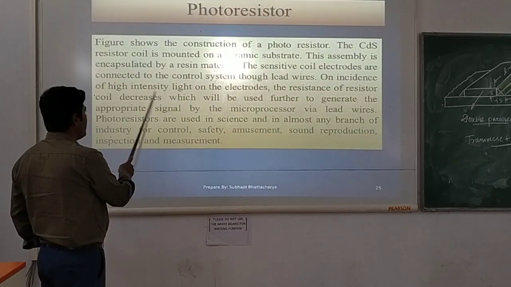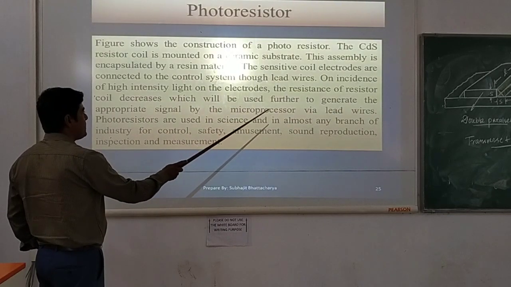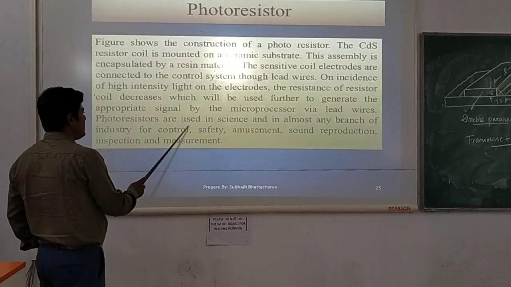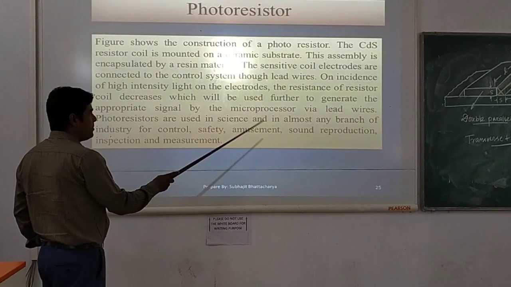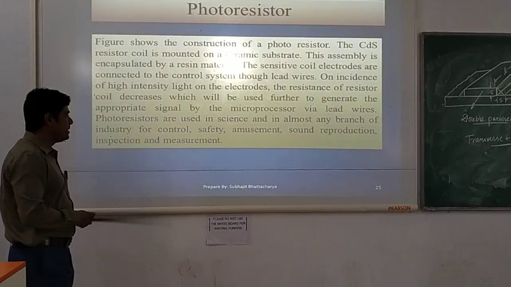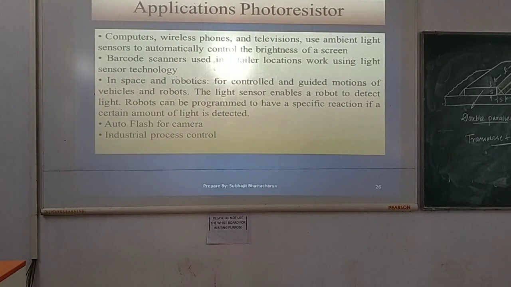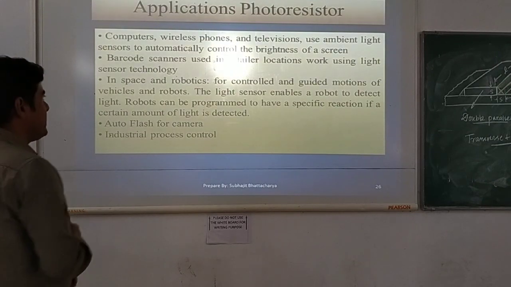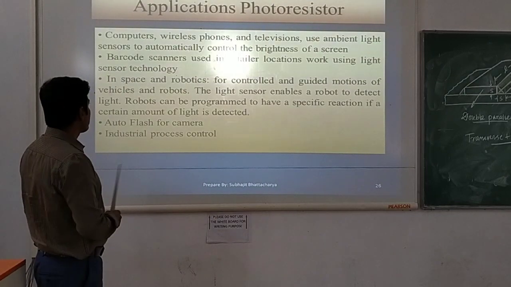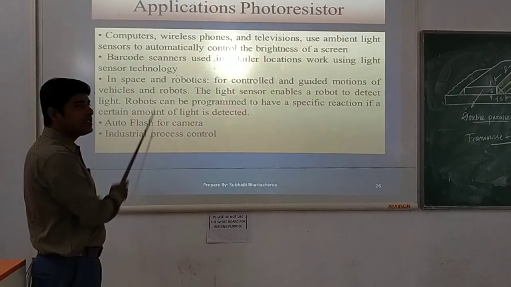On incidence of high intensity light on the electrodes, the resistance of the resistor coil decreases, which will be used further to generate the appropriate signal by the microprocessor via lead wires. Photoresistors are used in science and in almost any branch of industry for control, safety, amusement, sound reproduction, instruction, and measurement. Computers, wireless phones, and televisions use ambient light sensors to automatically control the brightness of the screen. Barcode scanners used in retail locations work using light sensor technology.